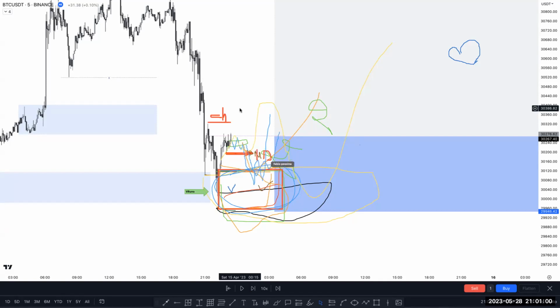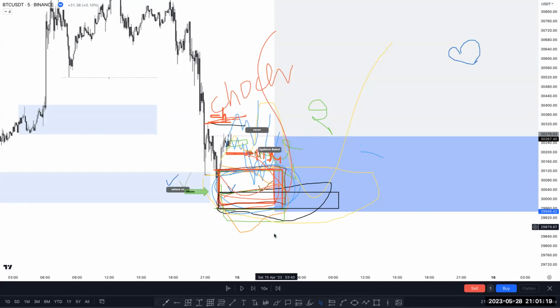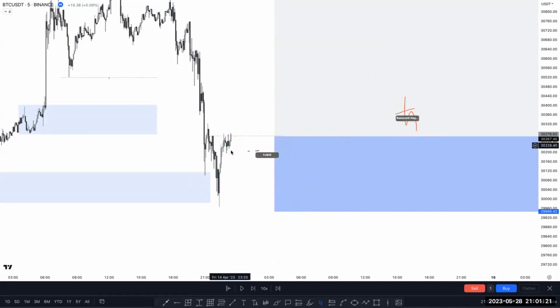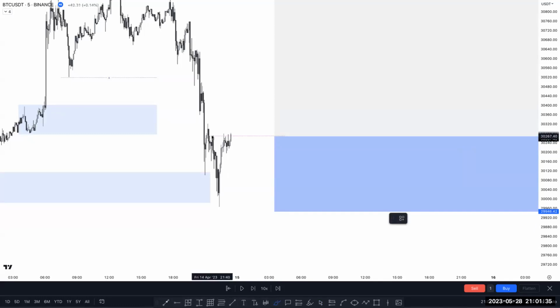Okay, perfect. Perfect, perfect. Look at this one. Let me explain this part. This one is a CHoCH. CHoCH happened here. Push downside.